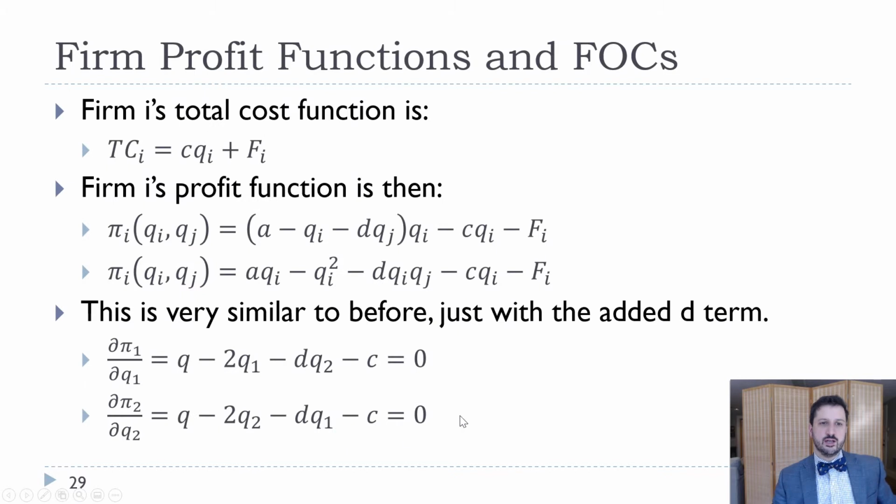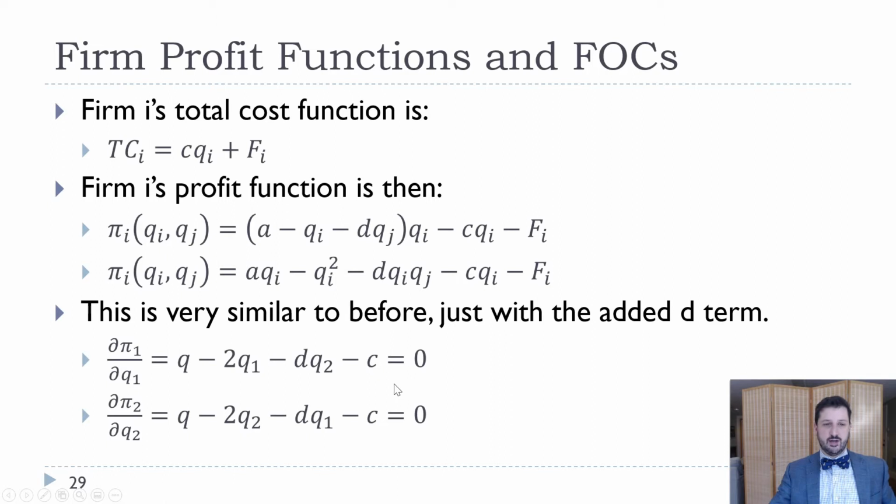So we can set this up the same way that we set up our regular Cournot. We just have a slightly different inverse demand curve. And remember, we have to add our fixed costs in order to get a normal solution rather than a corner solution. So firm i's profit is the inverse demand, that's P, A minus Qi minus DQj, times Qi minus CQi minus Fi. And then we just distribute the Qi through. We get AQi minus Qi squared minus DQiQj minus CQi minus F.